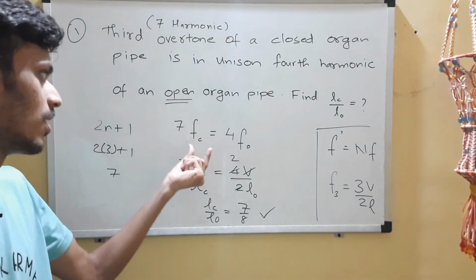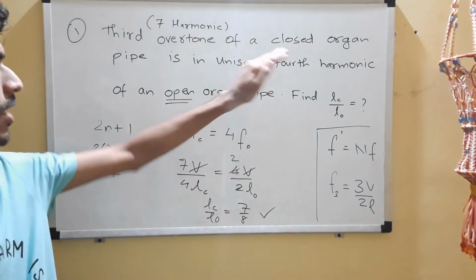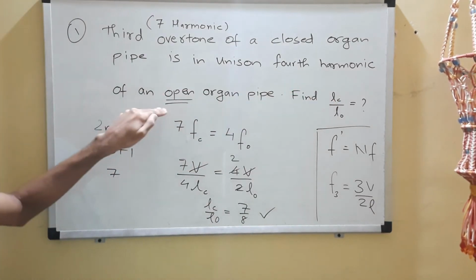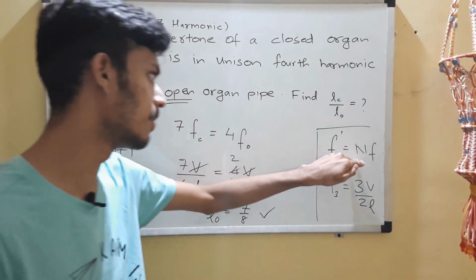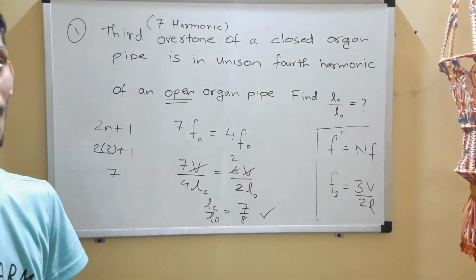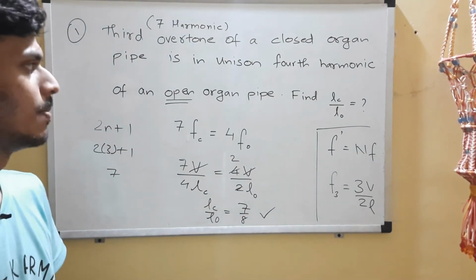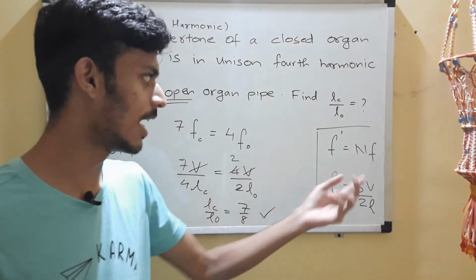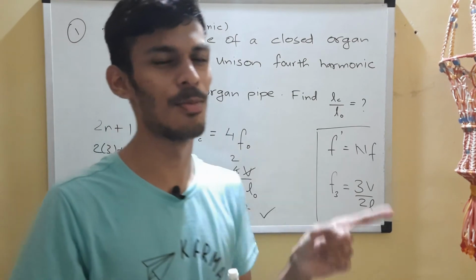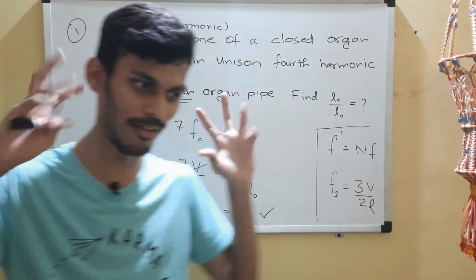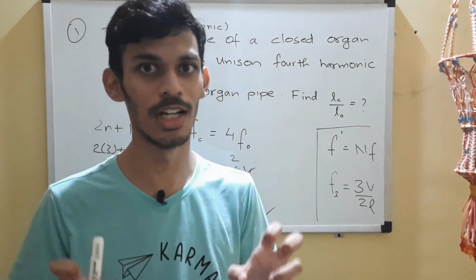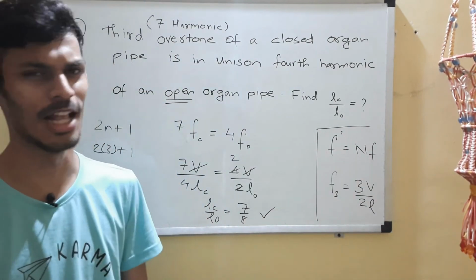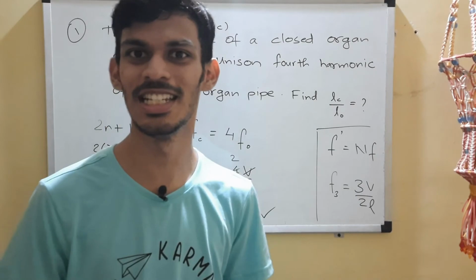So 7 times the fundamental frequency in case of a closed organ pipe, and here also the fourth harmonic in case of an open pipe, so 4 times the fundamental frequency of the open organ pipe. Remember that this N stands for harmonic and not overtone. So every time you encounter the word overtone, just convert it to harmonic in order to apply this formula. So let's move to the next question now.